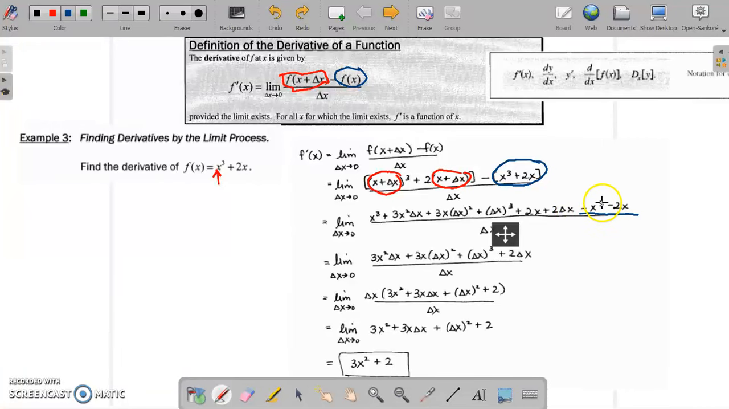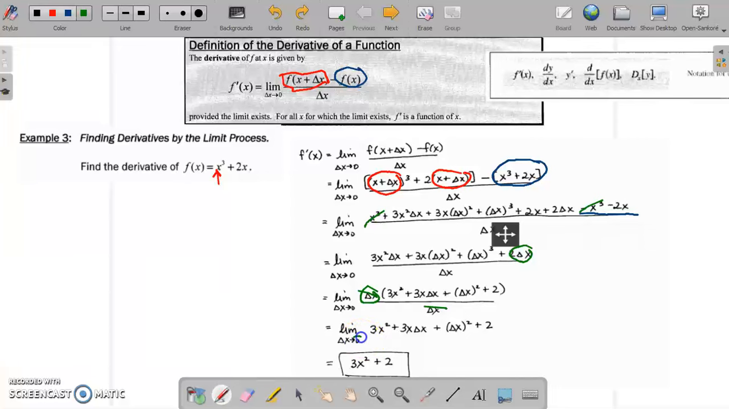So some things are probably going to cancel. We have our x cubes are going to cancel. You might notice that. X cubes will cancel. And you have 3x squared delta x plus 3x delta x squared plus delta x cubed plus 2 delta x. Now you can factor out a delta x, okay, which is right here. And you are left with 3x squared plus 3x times delta x plus delta x squared plus 2. So when we do that, this will cancel with this. So we're just left with this polynomial.